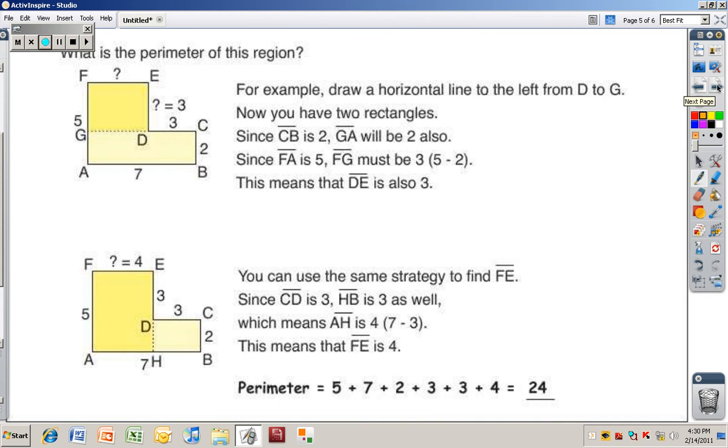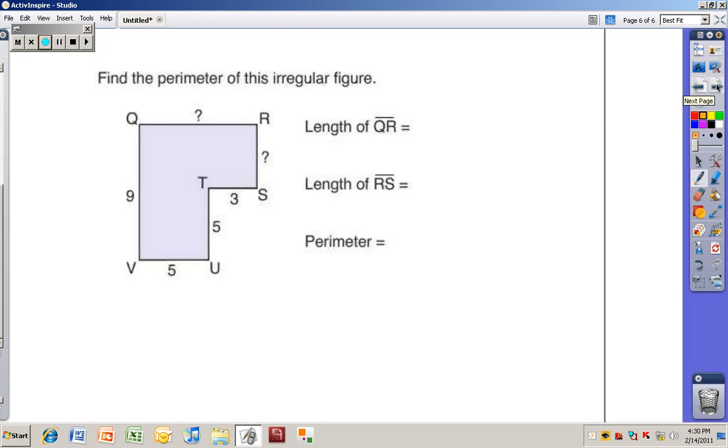Okay, so those are all the steps to find the perimeter. You just add up all the sides of the irregular shape to get the total perimeter, that is 24. Okay, then I want you to find the perimeter and the area of this irregular figure. I need to teach you how to find the area. Let's add that on.